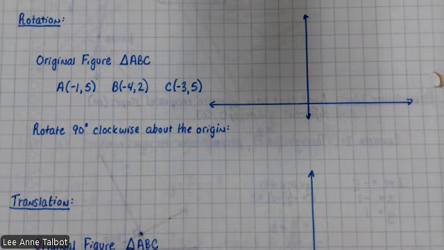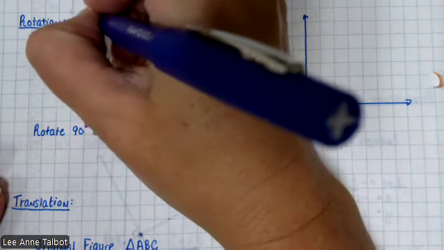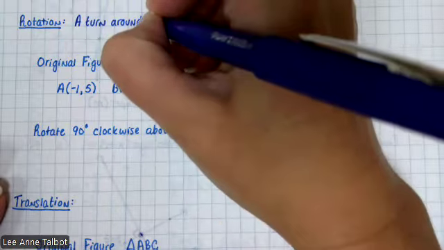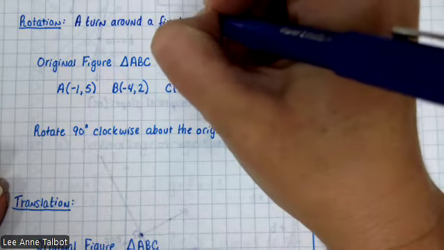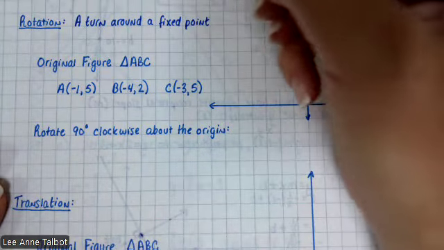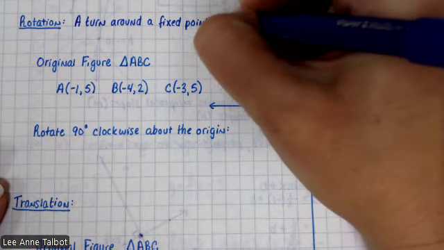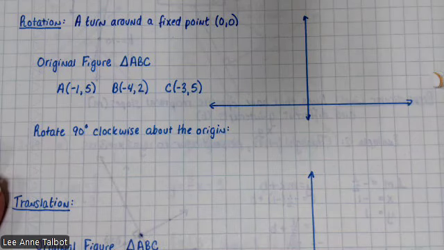Okay. What is a rotation? A rotation is a turn around a fixed point. And usually in our class, pretty much always in our class, it's going to be the origin or 0, 0.